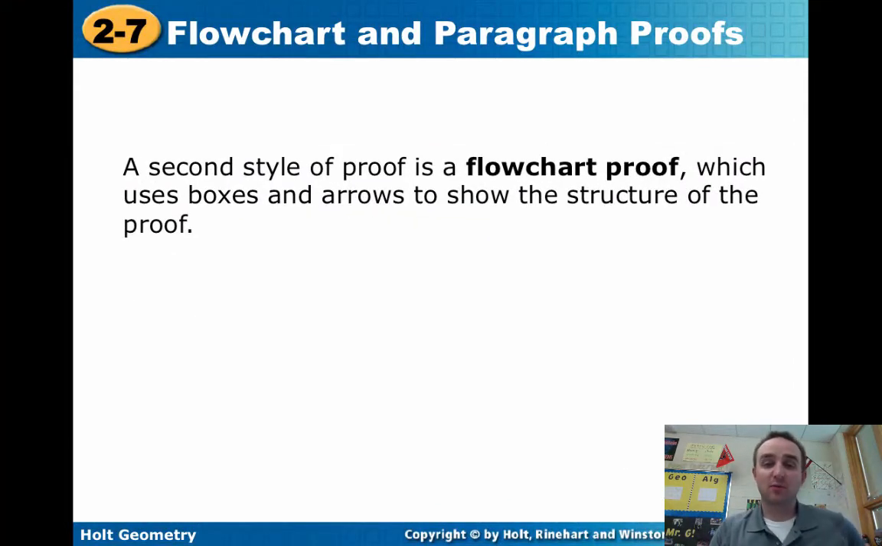Okay, so our second style of proof is the flowchart proof. This uses boxes and arrows to show the structure of the proof. So it kind of shows what depends on what, and the flow of where we get the information and where we go with the information to prove our proof.